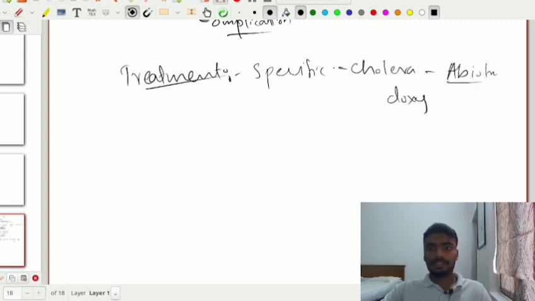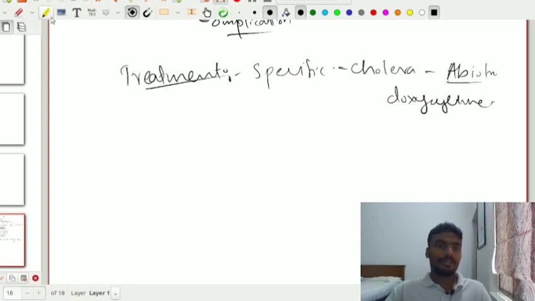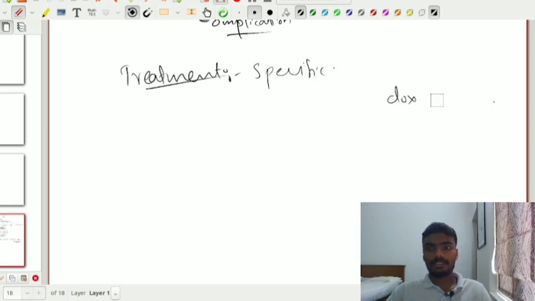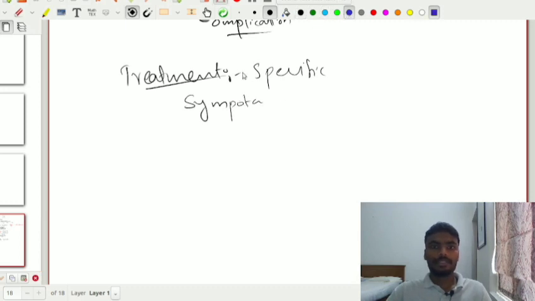Suppose the doxycycline, or whichever be the antibiotic. So this could be the specific treatment of that condition, but you don't know regarding the antibiotic component, but you know the symptoms of that disease. Then the second component of treatment part is, firstly the specific treatment of that condition, then the symptomatic treatment, right?